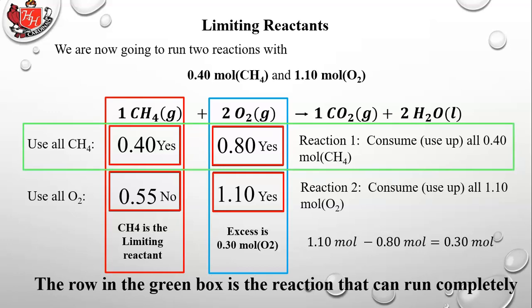Now, the row in the green box is the reaction that we can run completely. In other words, we can burn all of the CH4 with 0.8 moles, with 1.1 moles of O2. We have more than enough because we only need to use 0.8 moles. But we cannot burn all of the O2, the 1.10, with the 0.4 moles of CH4 we were given. So the reaction on the top, the one in the green box, the row with the 2 yeses in it, is the reaction that will actually run. The bottom row with the no in it is the one that will not run because we don't have enough CH4 to combust all of the oxygen.